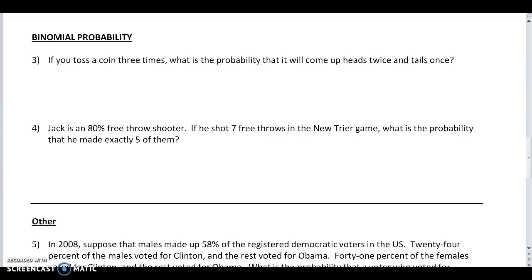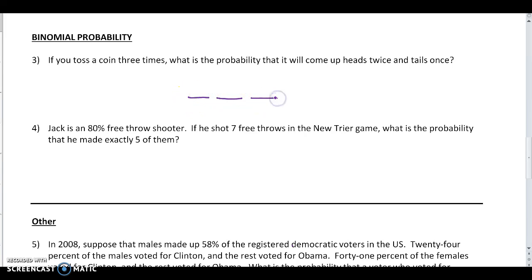Okay, next up we're going to tie in binomial theorem with probability, and this is called binomial probability. Example: if you toss a coin 3 times, what's the probability that it will come up heads twice and tails once? Okay, I'm going to use my favorite blank method for this problem.